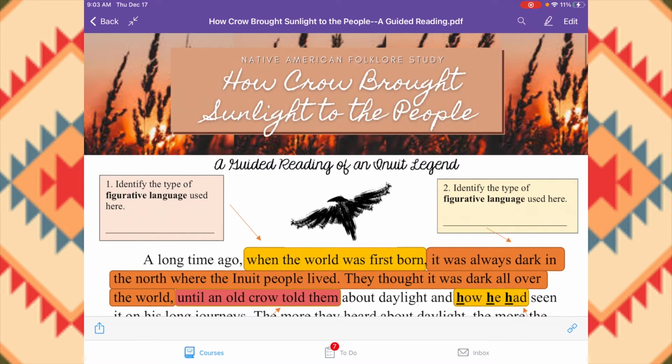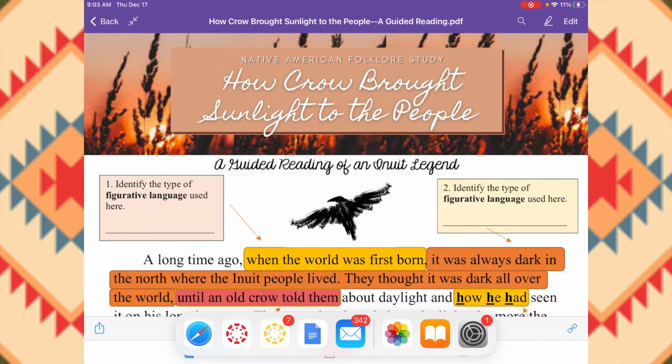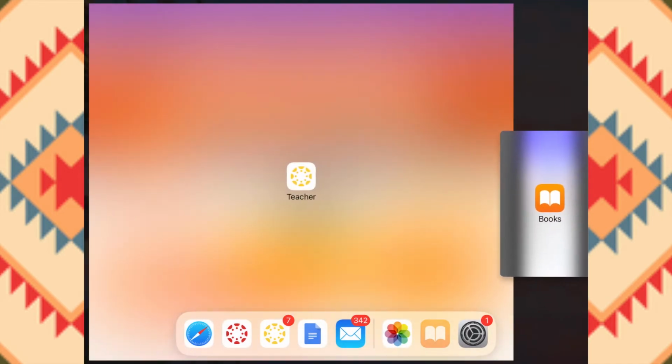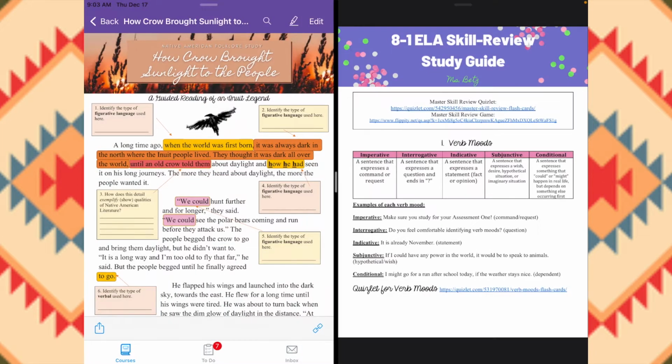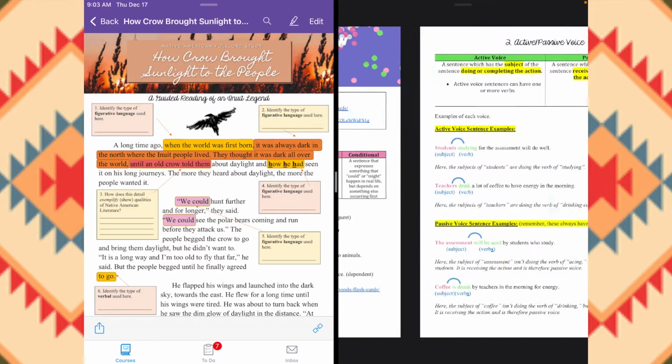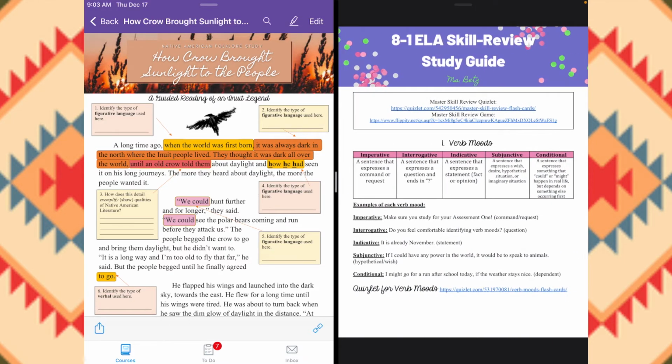Okay, so why don't we go ahead and open up our iBooks, and we're going to do a split screen here. So we have our study guide on one side and we have our guided reading on the other.